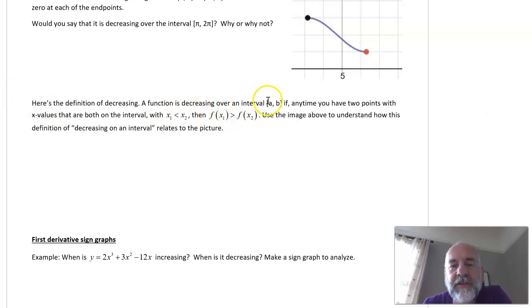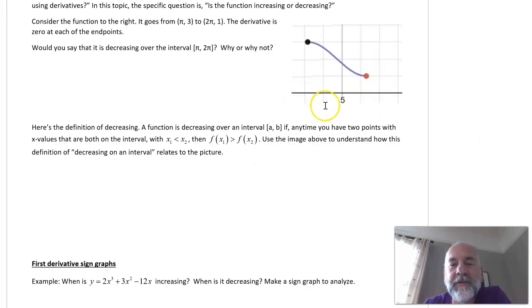A function is decreasing over any interval a, b if anytime you have 2 points with x values that are both on the interval, and we're just going to call the left-hand one x1 and the right-hand one x2, and they're different points, that as long as you have any 2 points that you pick over that interval, the y value of the first one is bigger than the y value of the second one, then it's decreasing.